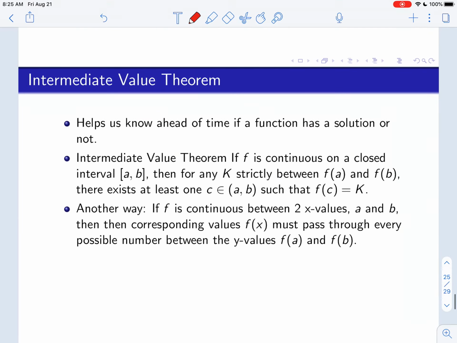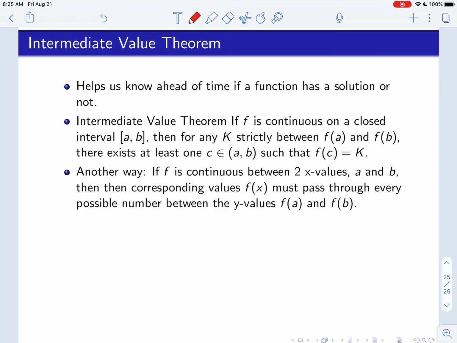So what the intermediate value theorem does is it helps us know ahead of time if a function has a solution or not without actually having to calculate that solution. You may have met before, you write down some equation and you want to know if you can solve it when it equals 0. If I just make one up, something like x to the 4th minus 3x squared plus 5x plus 1, I want to solve that equal to 0. That's a hard equation to solve.